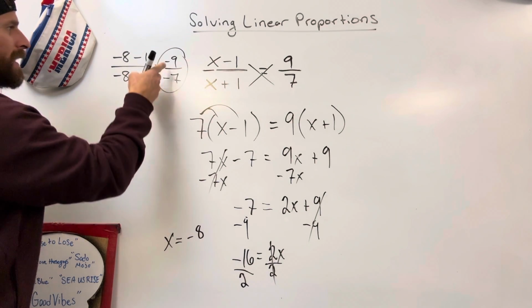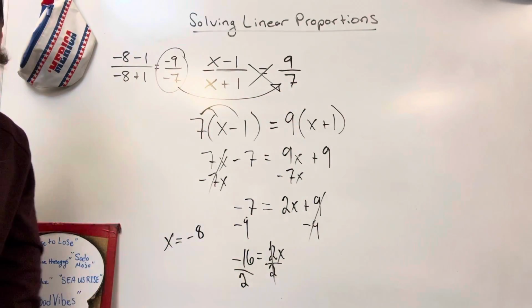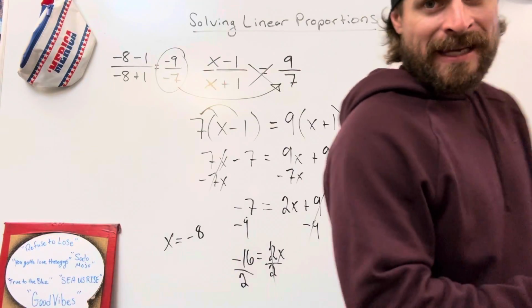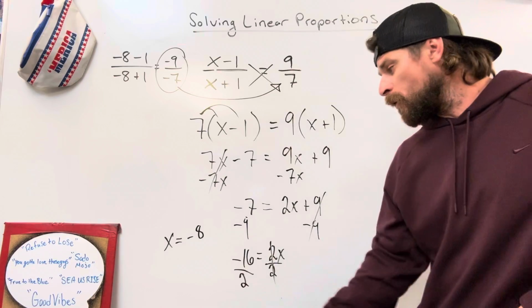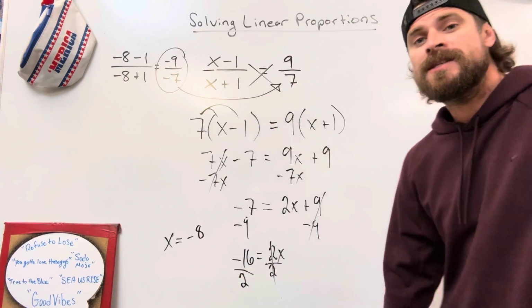And what do we know about a negative divided by a negative? It's a positive. So look, we got the exact same value because we found the one and only number that would make this proportion true. Hopefully this makes sense.